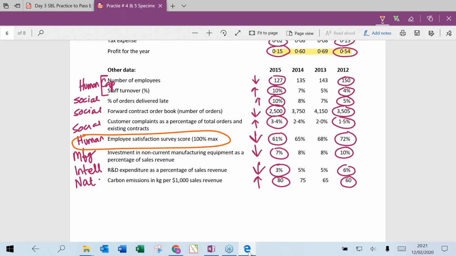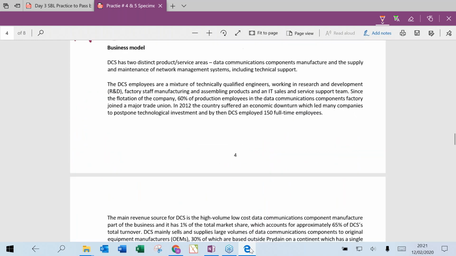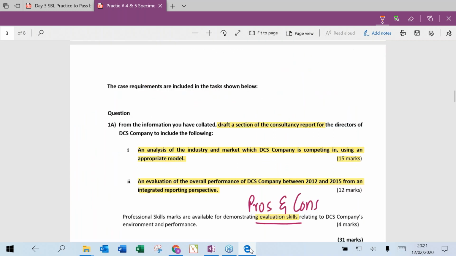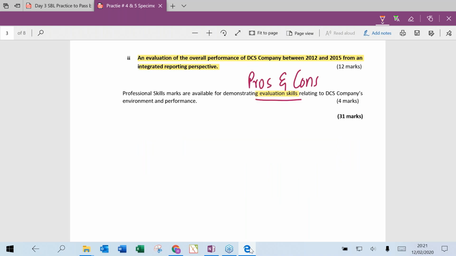My friend, please read the requirement very carefully. The requirement does not ask us to draw up an integrated report. The requirement is very specific. It is saying overall performance of DCS from an integrated reporting perspective. And the exhibit is very restricted. The exhibit talks about the 6 capitals. So that is why I am just focusing on the 6 capitals.